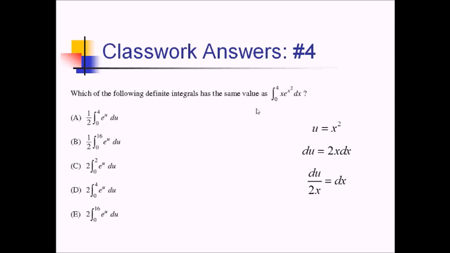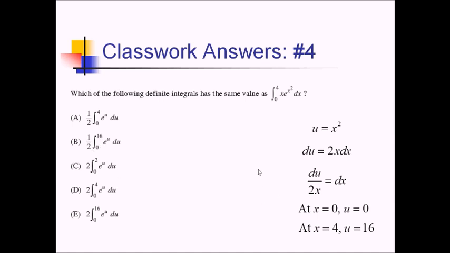We also need to turn these x values into u values. So if x is 0, then u is going to be 0 squared, or also 0. And if you look at all the answer choices, 0 is the lower limit of integration for all of them, so that's nothing too surprising. But now what if x is 4? Well, then u is going to be 4 squared, which is 16. So you can pretty much eliminate anything here that doesn't have 16 as your upper limit of integration.